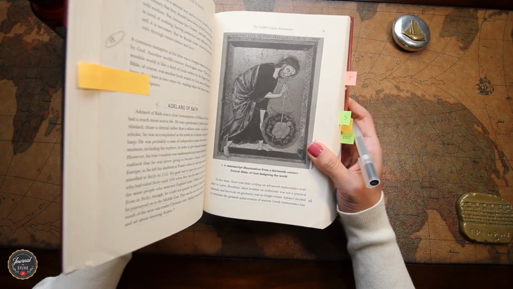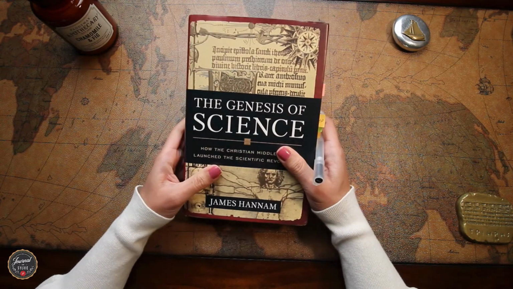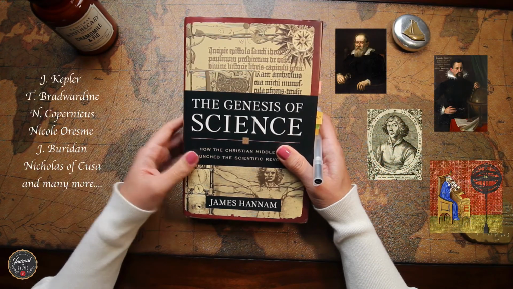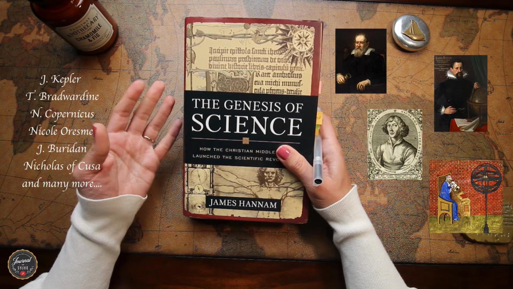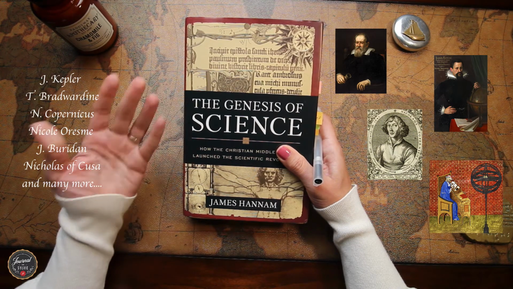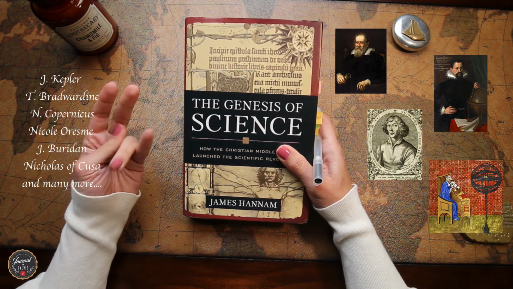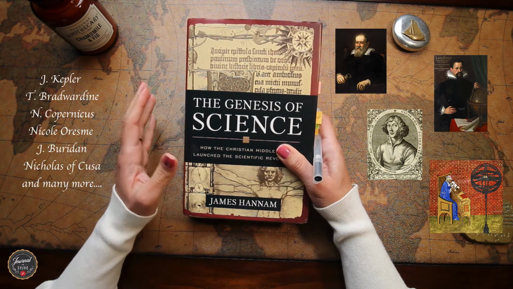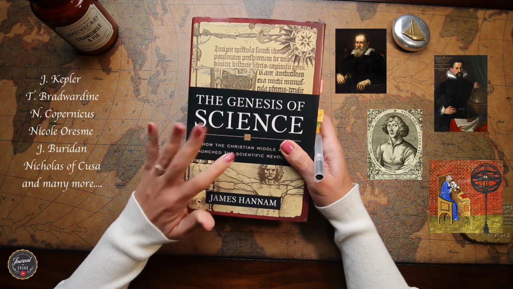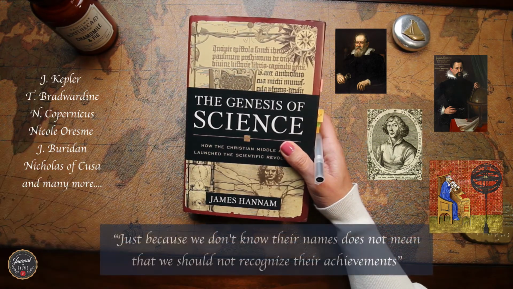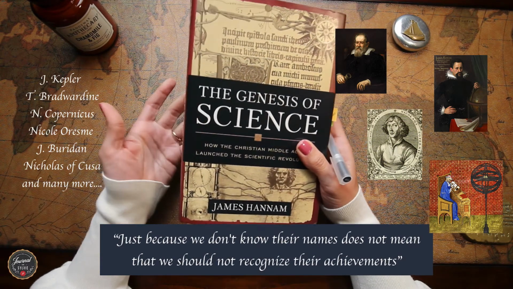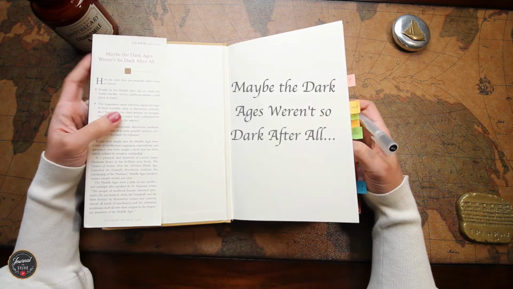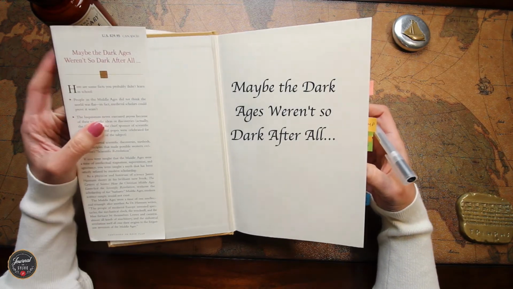annotation keys. And just a last comment about this book. When I read this book, I came across so many names of people that I never heard about before. Historians, philosophers, researchers that worked and did amazing work in a very challenging political environment. And I'm quoting now from the book that just because we don't know their names doesn't mean that we should not recognize their achievements. So maybe the Dark Ages weren't so dark after all.